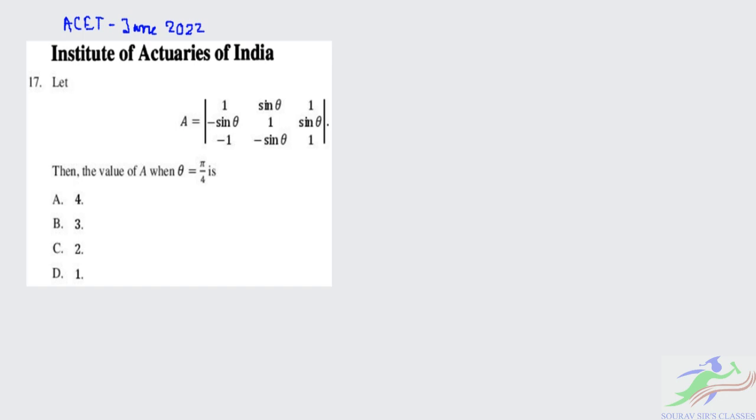A matrix is given actually. It is 1, sin theta, 1; minus sin theta, 1, sin theta; minus 1, minus sin theta, and 1. We have to find the value of A when theta is equal to pi by 4, right? So we have been given A is 1, minus sin theta, minus 1, sin theta, 1, minus sin theta, and it is 1, sin theta, 1.